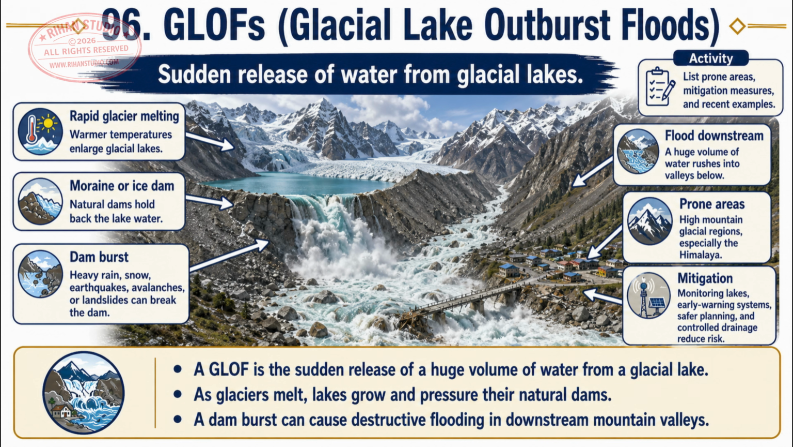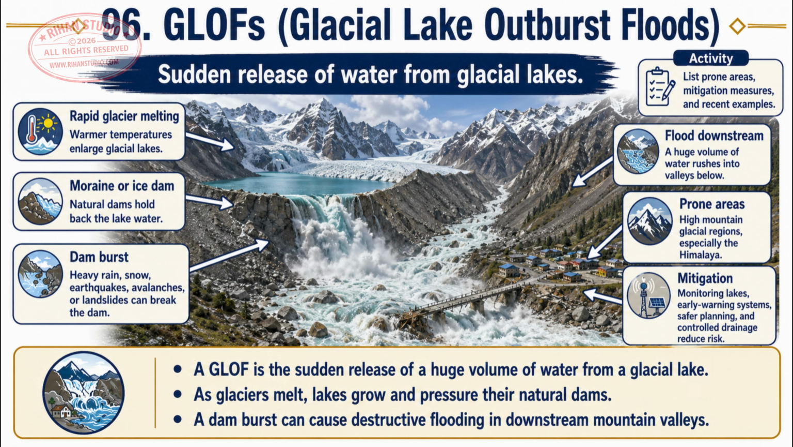A GLOF, Glacial Lake Outburst Flood, is the sudden release of a huge volume of water from a glacial lake. As glaciers melt faster with rising temperatures, these lakes grow and press against their natural ice or moraine dams. Heavy rain or snow, or a shock from an earthquake, avalanche, or landslide can burst the dam, sending destructive floods rushing downstream.